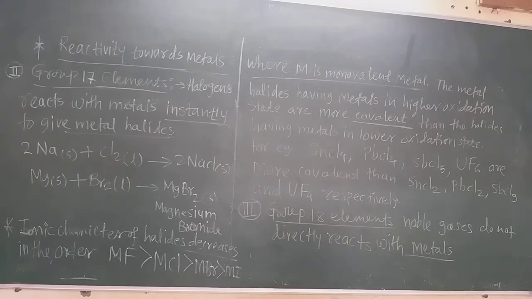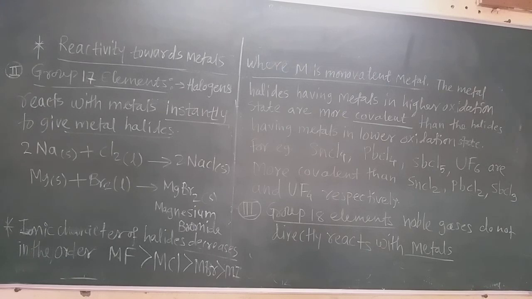For example, chlorine reacts with sodium to form sodium chloride. Chlorine is the group 17 element, that is, a halogen. Bromine also reacts with metals such as magnesium to form magnesium bromide, which is a solid substance. Sodium chloride is found in very large quantity in sea water and the earth's crust. Magnesium bromide is also found in sea water, which is also a salt.